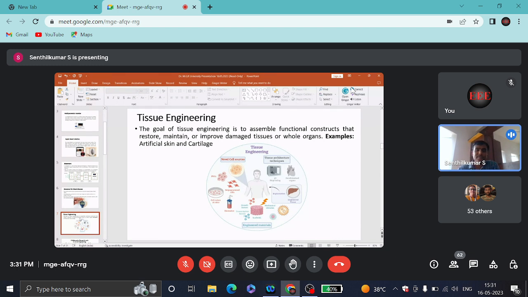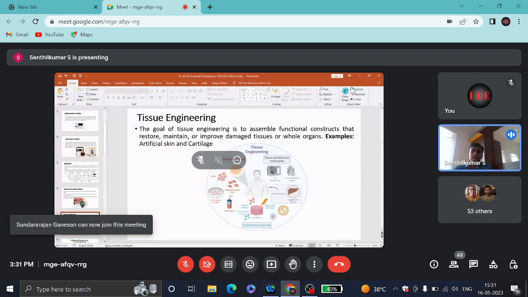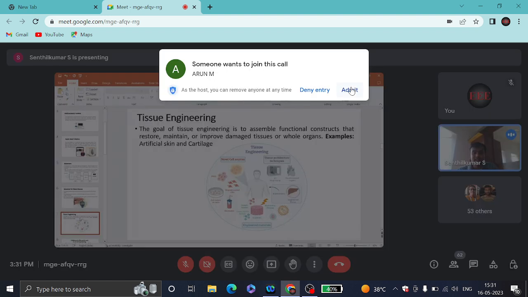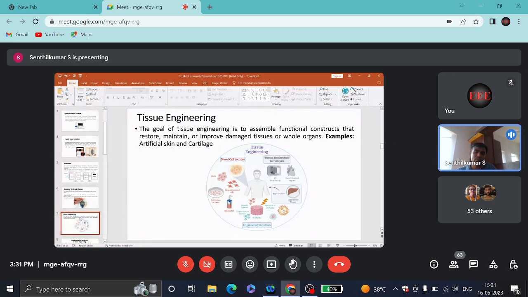The first one is artificial skin. The best example is artificial skin. It is possible to generate artificial skin, and this type of technique uses stem cells. You can see in the figure, tissue engineering: novel cell sources can be used, and programmed cells are also used. Cell culture from 2D to 3D is also possible. Bioreactor techniques are also possible.